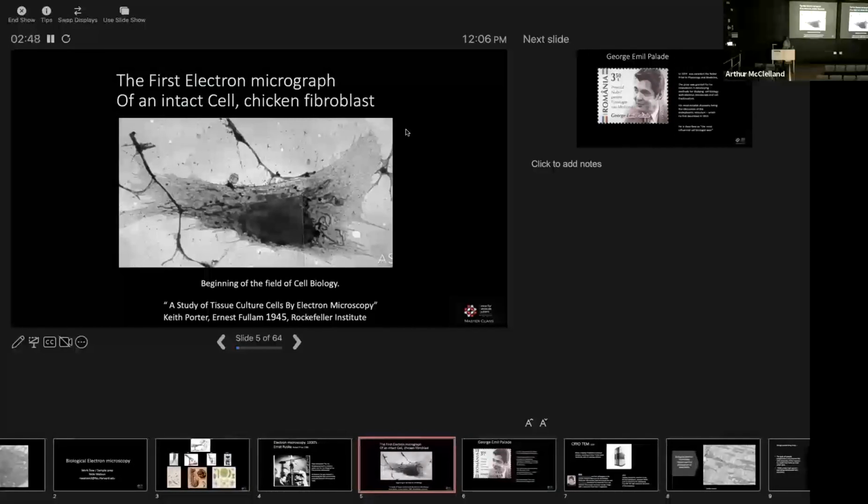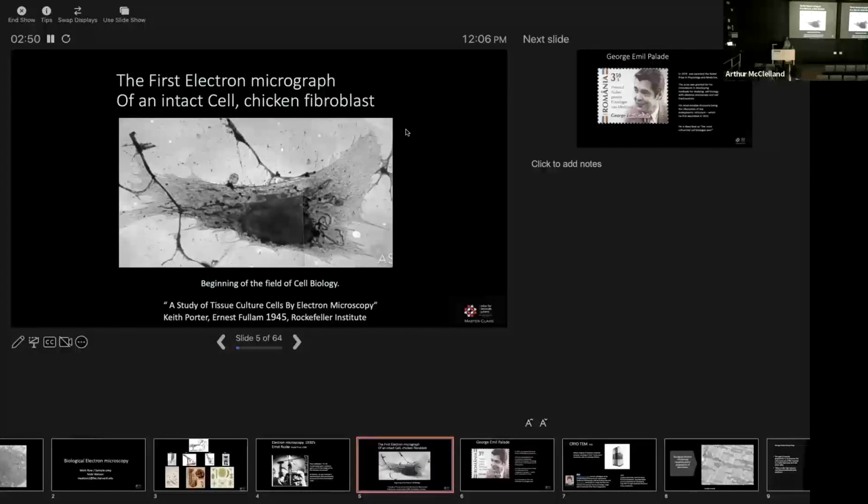In 1945, not long after the microscope was even developed, the first picture of a cell was imaged with an electron microscope. It was a chicken fibroblast. This is an iconic paper, the study of tissue culture cells by electron microscopy by Keith Porter and Ernst Fullam. They were part of the group at Rockefeller that was working primarily to develop methods of studying cell biology with the electron microscope.